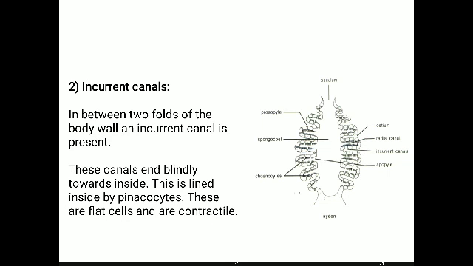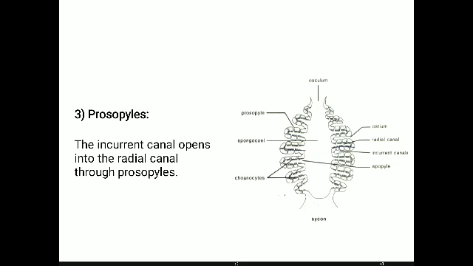The second is incurrent canal. In between two folds of the body wall there is an incurrent canal. Here you can see this is one fold, this is another fold. In between these two folds the incurrent canal is present. These canals end blindly towards inside. This is another important aspect. All incurrent canals fold blindly inside like this. This is lined inside by pinacocytes, whereas the radial canal inside it is lined by the choanocytes, flagellated choanocytes.